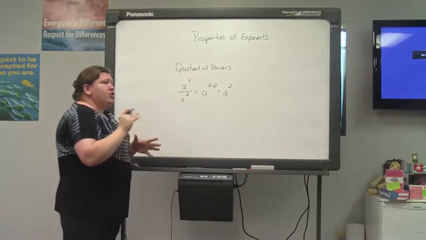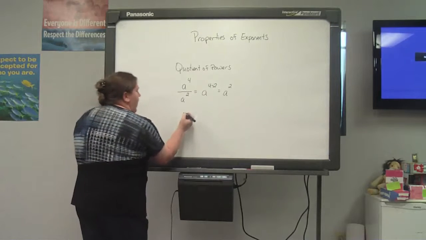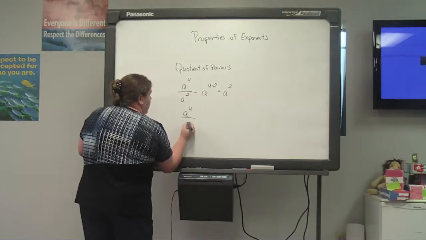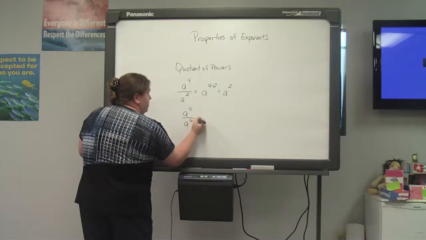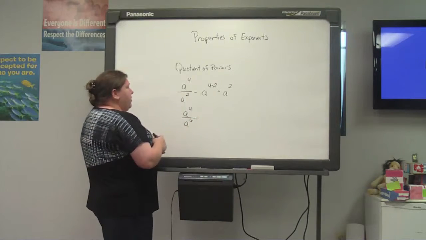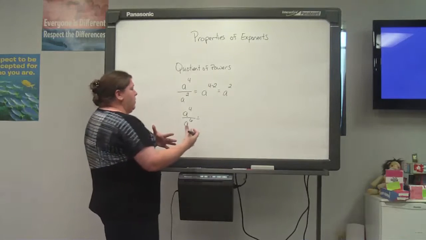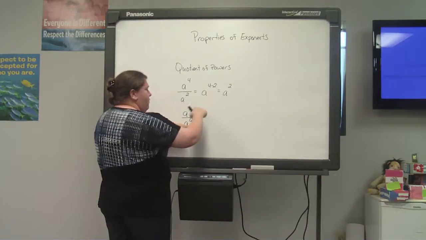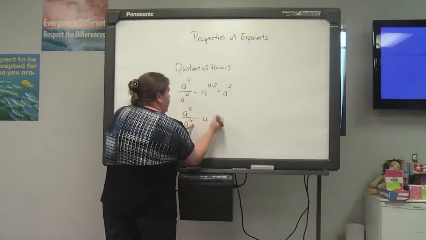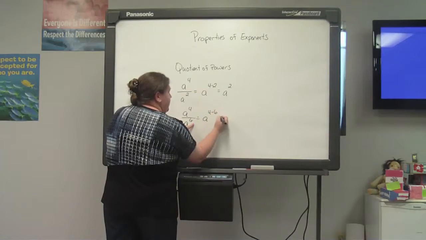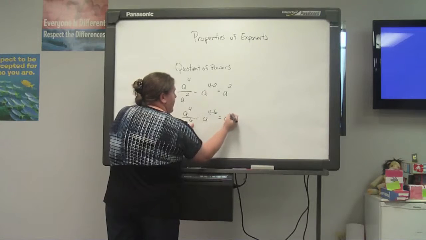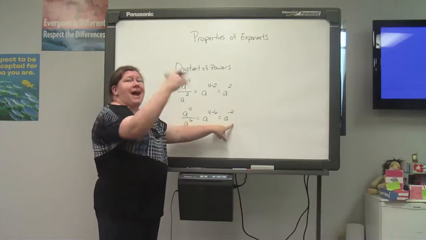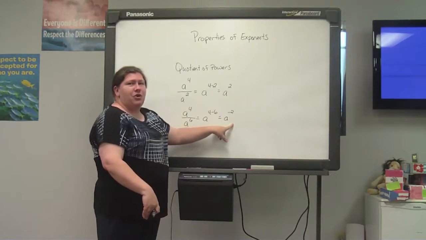Now, if for some reason I have a to the 4th, but then you have a to the 6th, all right? And you will see this a lot in homework and stuff. We do the same thing. Remember, you subtract bottom from top. So a to the 4 minus 6 gives me a to the negative 2. Because of this right here, it brings back our negative exponent property.